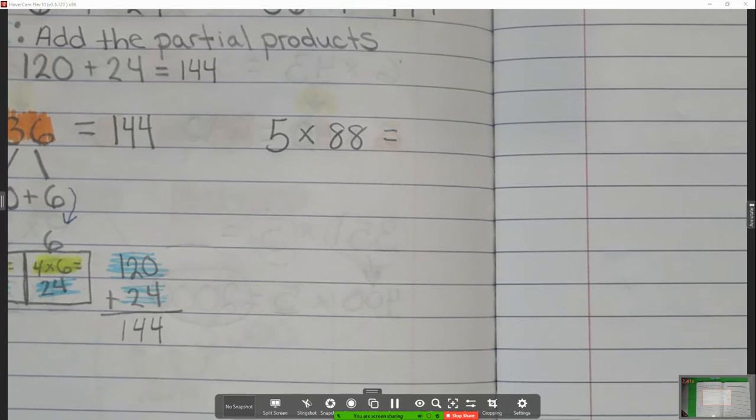Here goes that growth mindset. I'm already wanting to give up. I don't want to do this. This looks hard to me. However, if we stop for a second and we look at it, this is doable. It's 5 times 88.